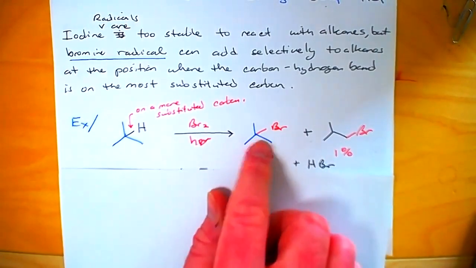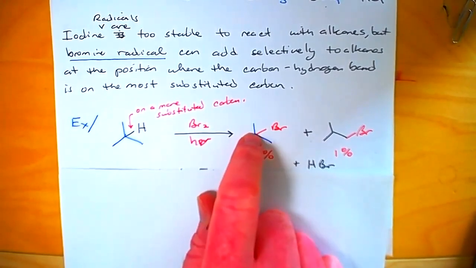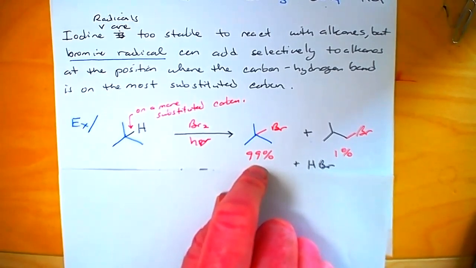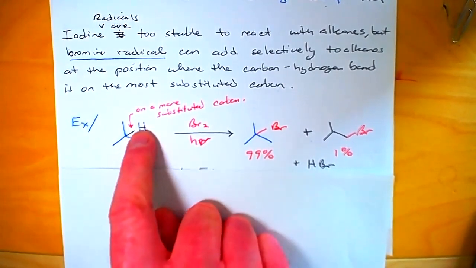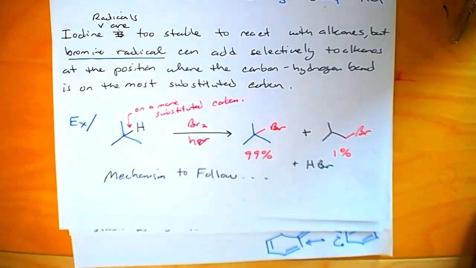But in reality, you actually see quite a bit of the substitution here on the tertiary carbon, which is exactly what we want in practical terms, where it's going after the most substituted carbon-hydrogen bond to do the bromination.